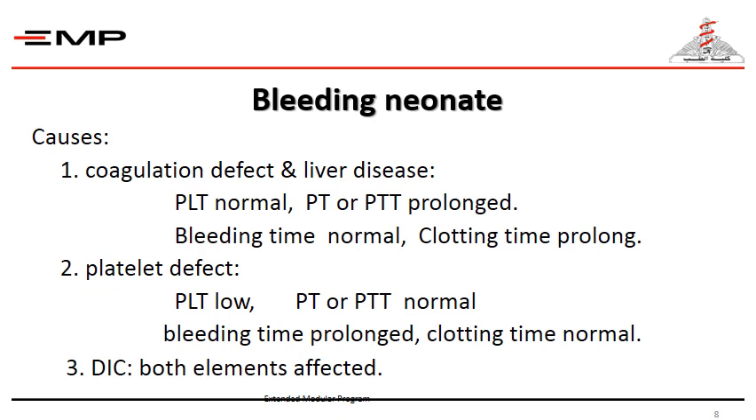The second group of causes is platelet defect. In this group of babies, the platelet count will be low and the bleeding time will be prolonged, while the PT and PTT will usually be normal and the clotting time will be normal as well. In diseases such as disseminated intravascular coagulopathy, or DIC, both elements will be affected. So the neonate will have a low platelet count together with a coagulation defect.